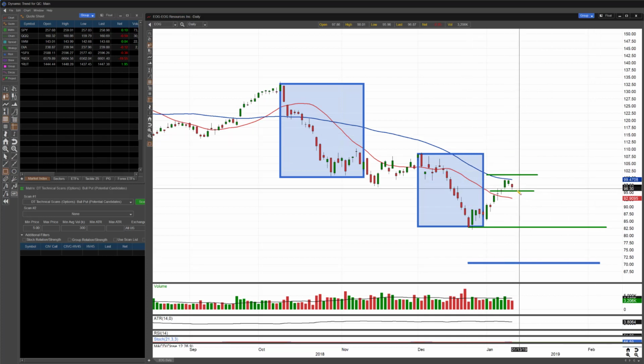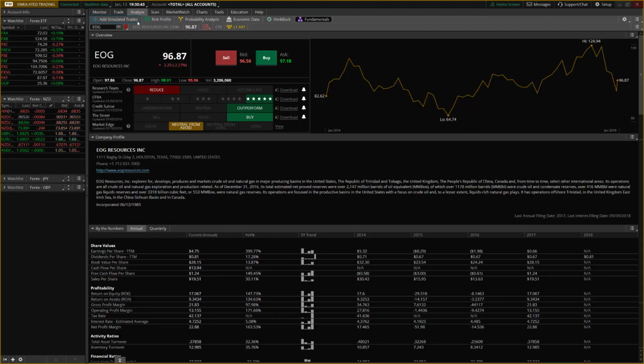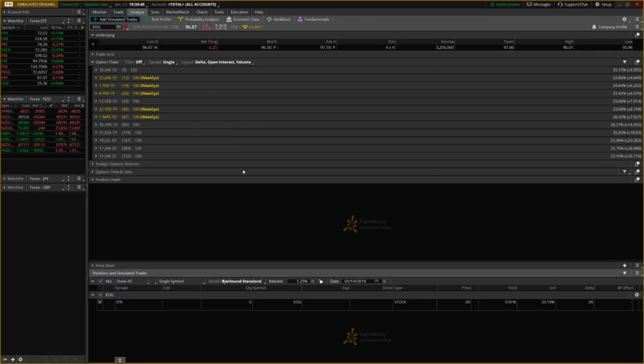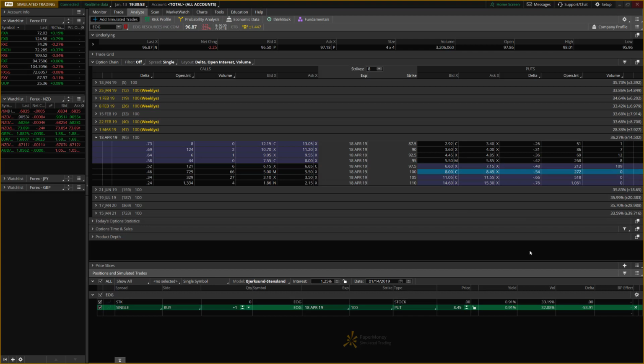Our risk is from our entry to our stop loss. That defines our risk. Our return is from our entry to our targets. Do we have a good trade? I don't know. Let's run the numbers for a second. So let's go into the broker software. Let's go to the Analyze tab. Let's hit Add Simulated Trade. I'm going to buy a put option here because that's what I do as a trader. It's going to cost me $8.25.